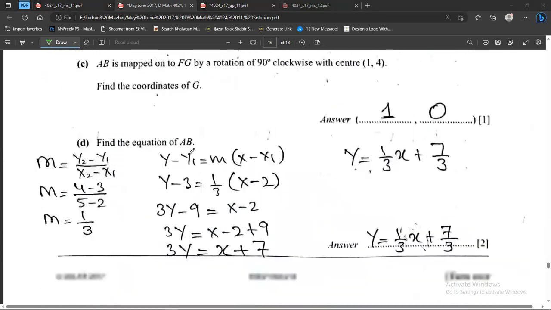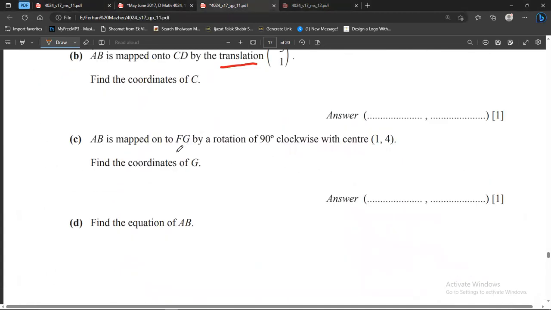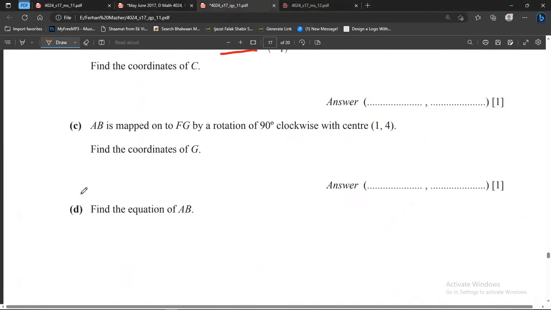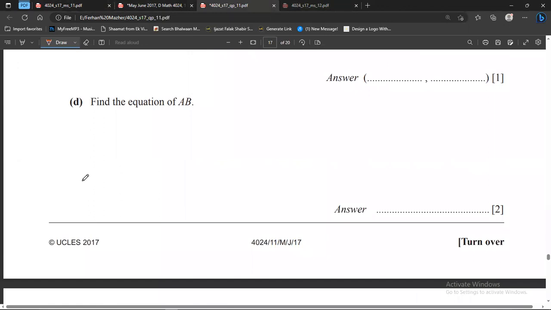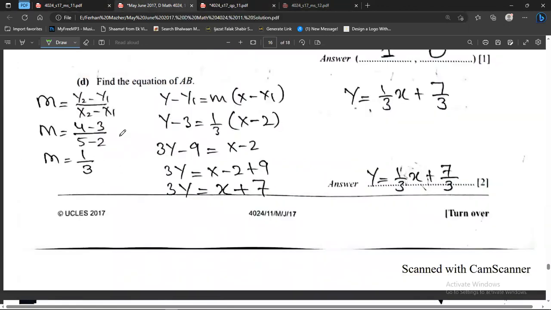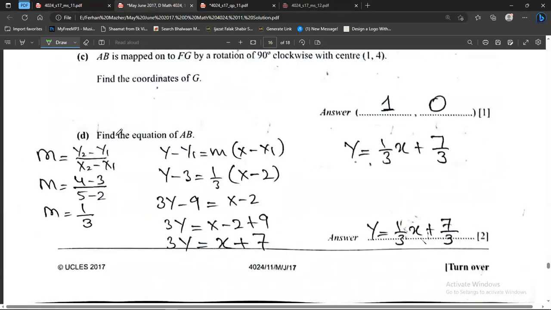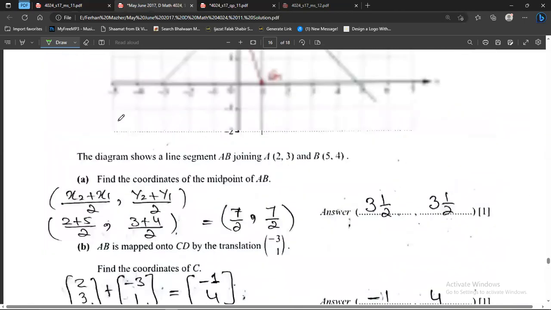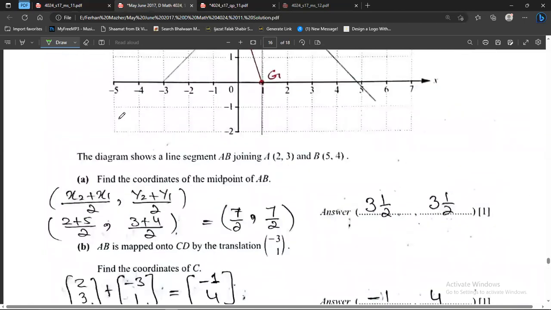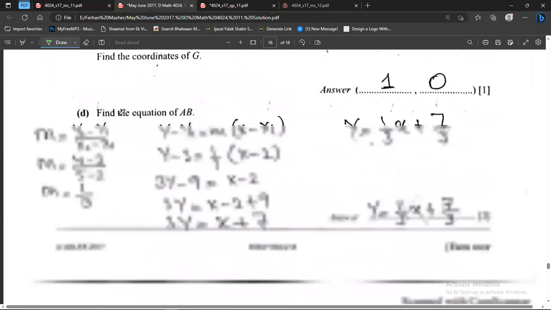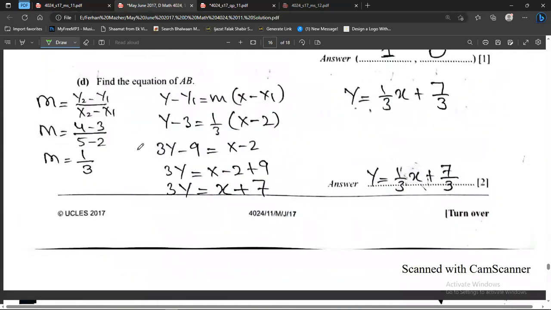Then their question is find the equation of AB. That's the D part. We know the coordinates of A, we know the coordinates of B, and they are given here. A is 2, 3, B is 5, 4. So I will find out first of all the gradient.